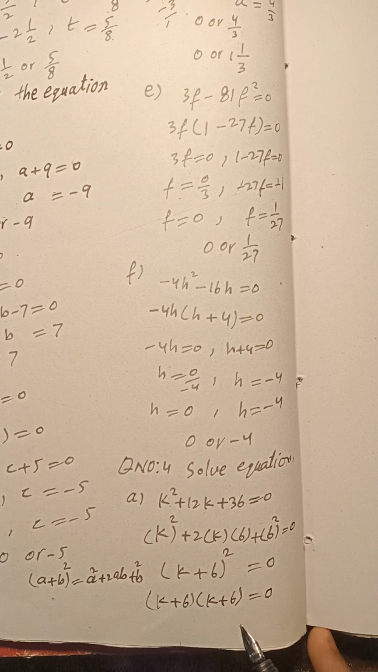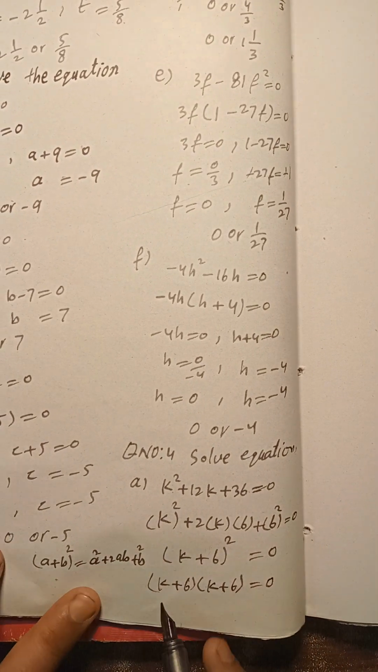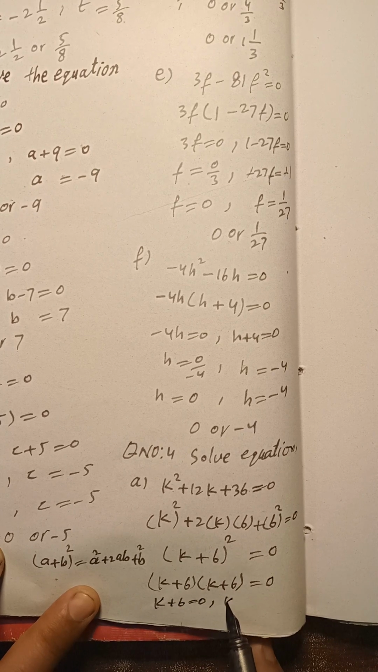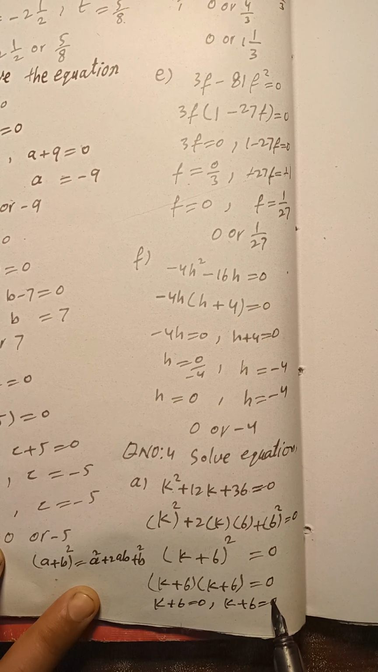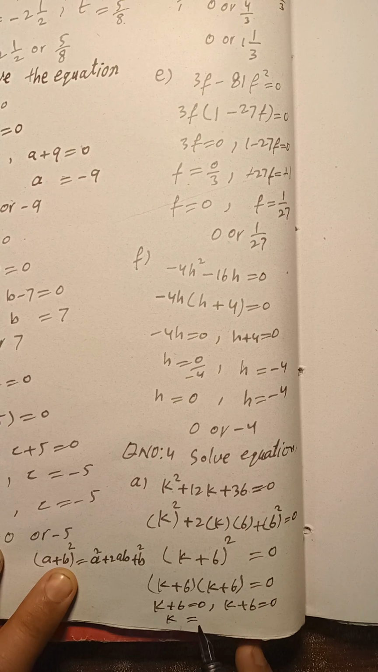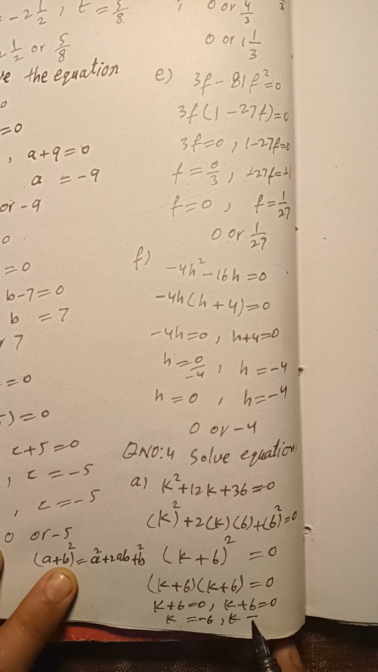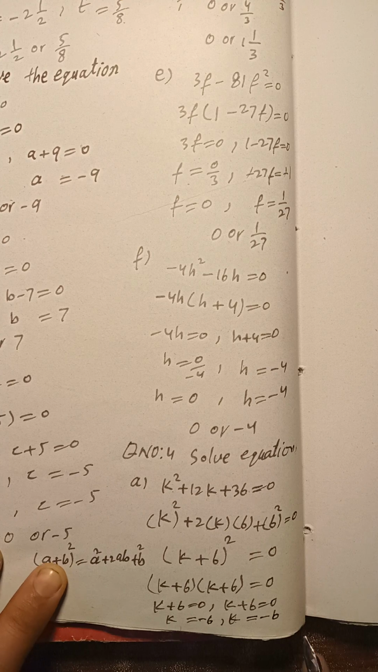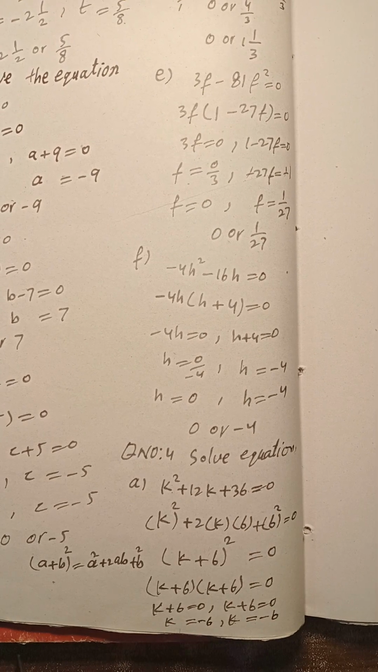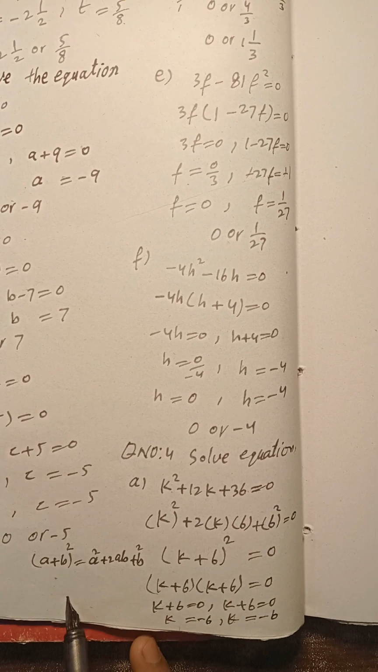Now you see that k plus 6 is equal to 0 here, and again k plus 6 is equal to 0 here. Now k is equal to minus 6, and here k is equal to minus 6. Now you see that k is equal to minus 6 is our answer. Write it here, our answer is minus 6.